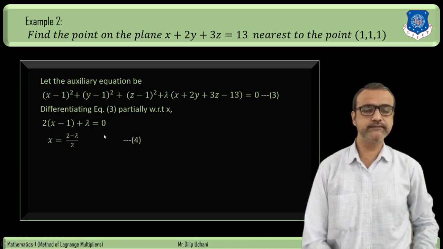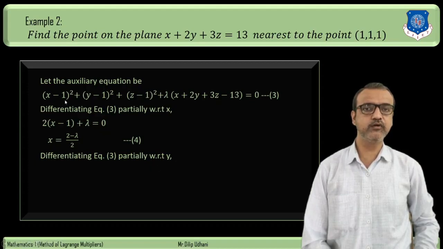Now from this equation we will find out the value of x. So we have x equals 2 minus lambda by 2. Now say this is equation number 4. Now we will differentiate equation number 3 partially with respect to y.